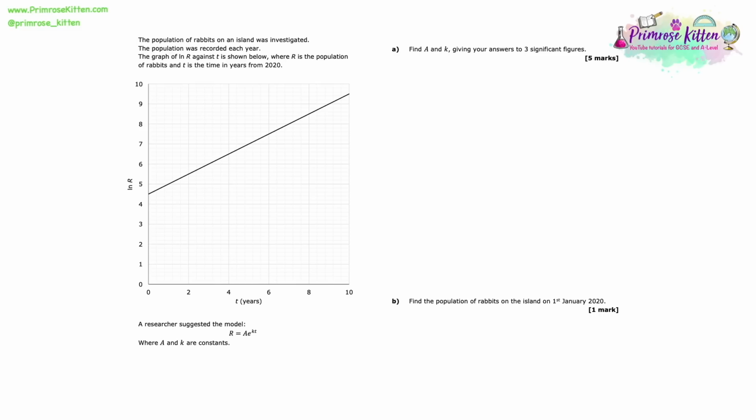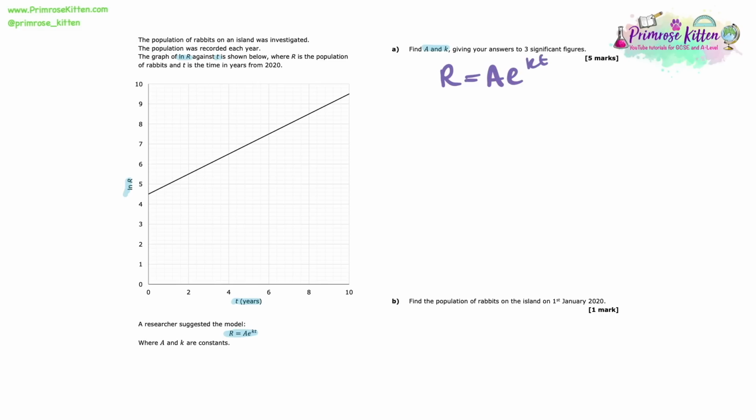The population of rabbits on an island was investigated. The population was recorded each year. The graph of ln r against t is shown below, where r is the population of rabbits and t is the time in years from 2020. So you can see on the y-axis is ln r, on the x-axis is t in years, and a researcher suggests the model r equals a e to the kt, where a and k are constants. Now, part A wants us to find a and k.